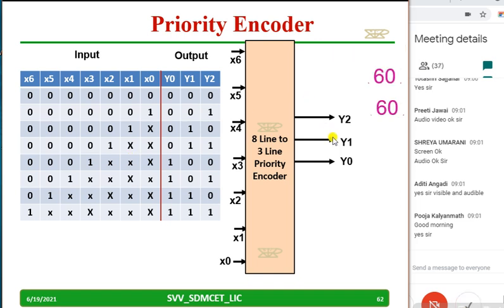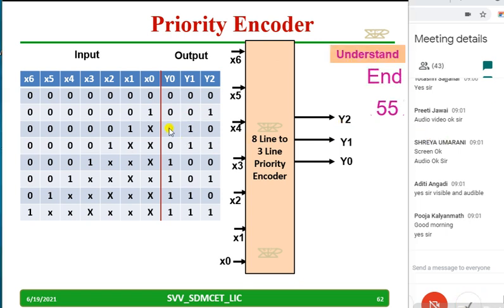Just understand this. I have 7 inputs, x0 to x6. Based on whichever is 1, if x0 is 1, then y0, y1, y2 will be 0, 0, 1. It is a priority encoder. If x1 is 1, you will get 0, 1, 0, like that. I want you to copy down this table and this priority encoder diagram, because it is a part of the flash A to D converter. You have a maximum of 2 minutes.